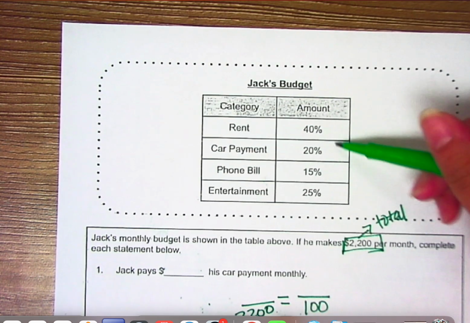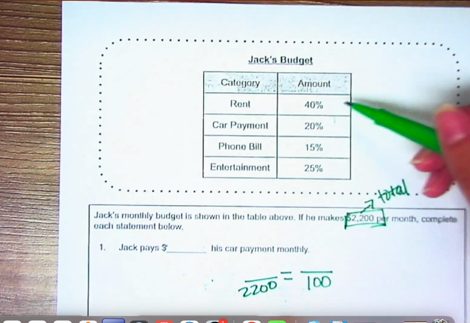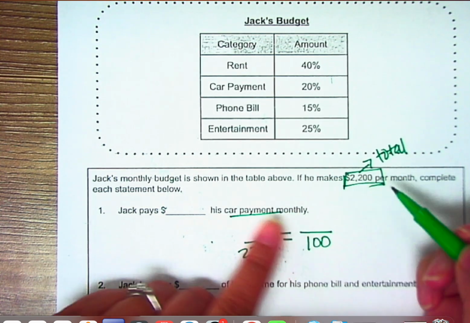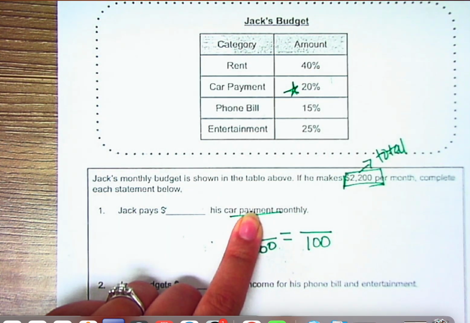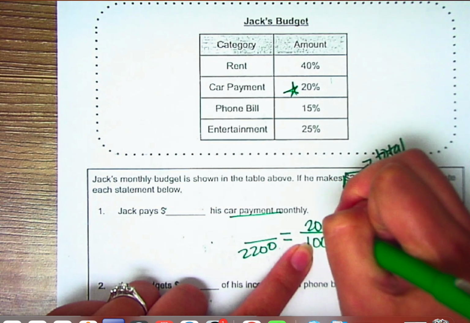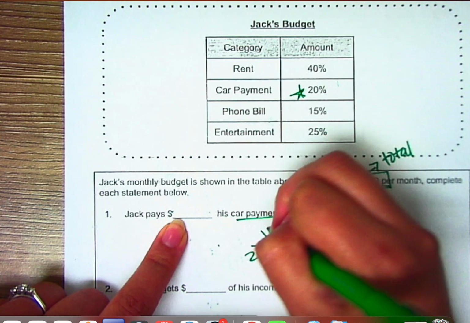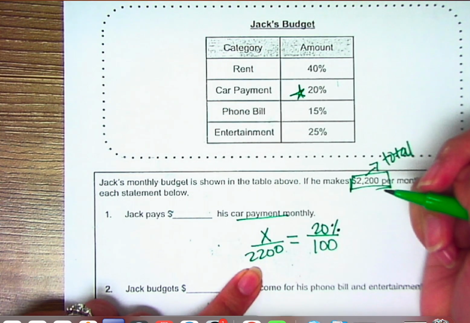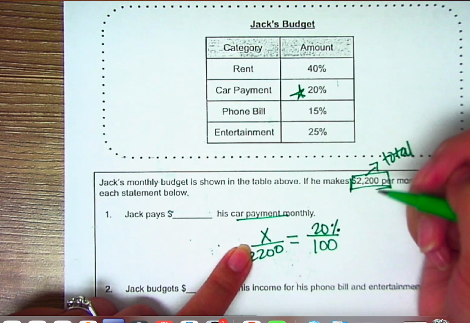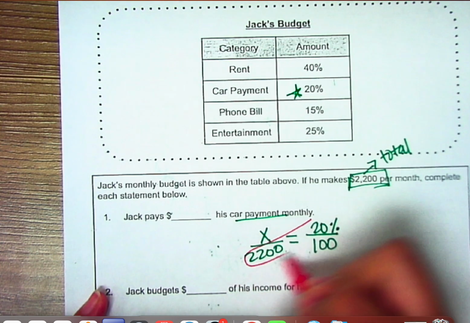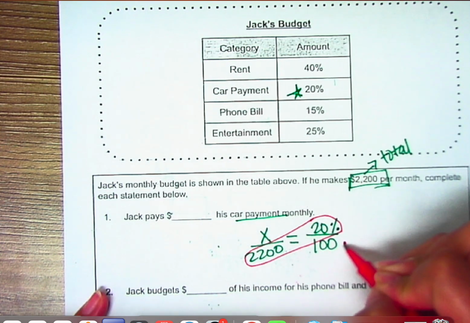But if you look at our table, we have percents now. So we're gonna know what our percent is. His car payment, the percentage of that is 20%. We're gonna write that right here. What we don't know is how much of that 2,200 is going to be for the car payment. So now you are solving the amount of money. So we're going to cross multiply here and then divide by 100.